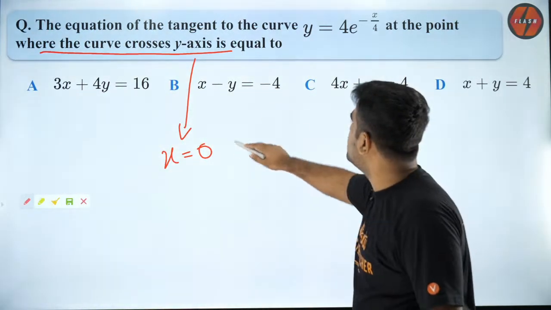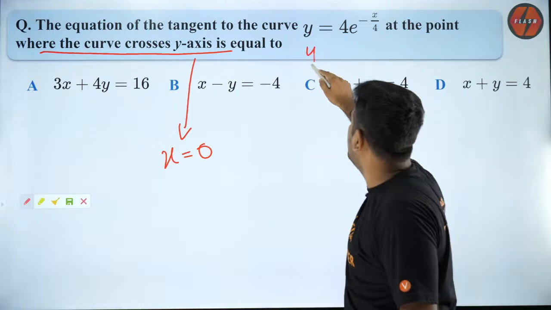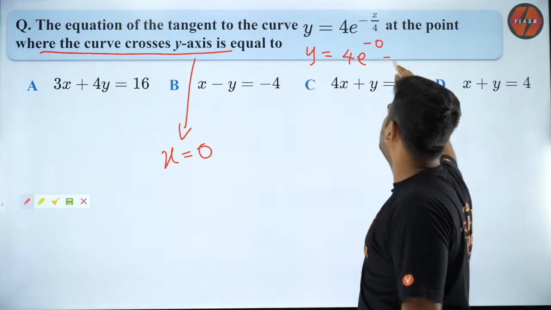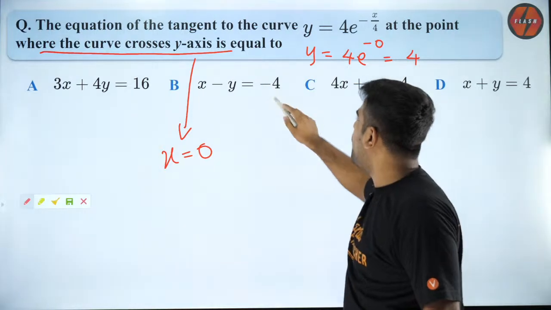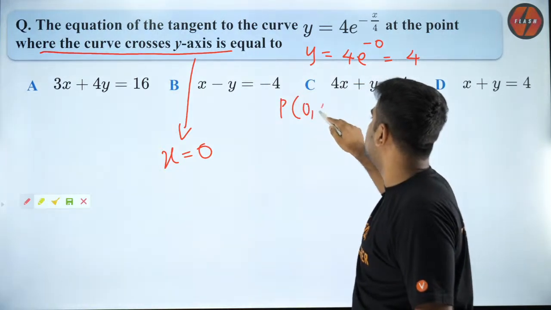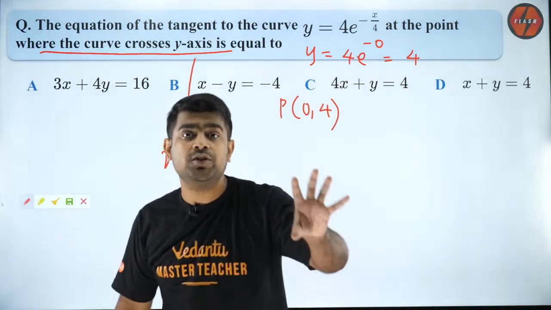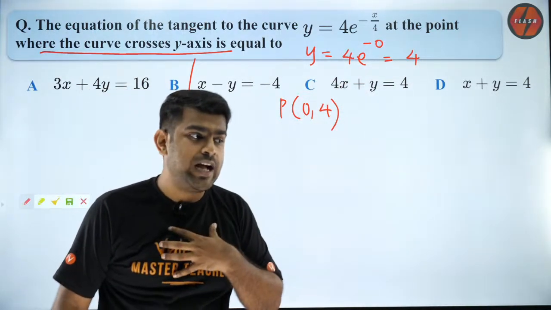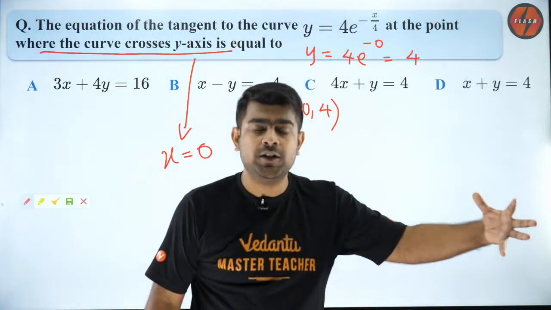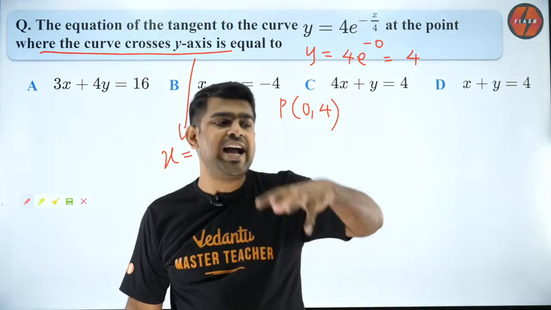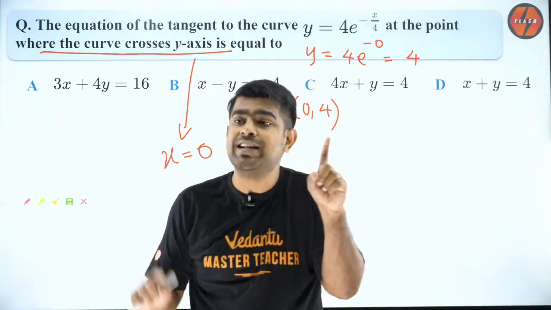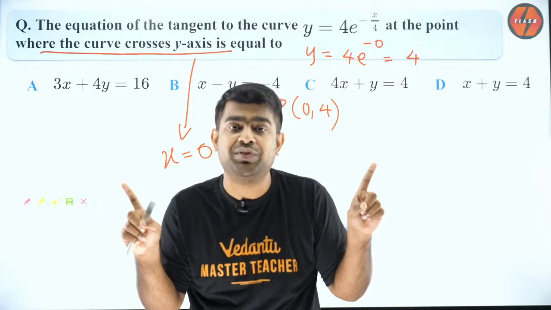So how do I figure out the point? I will put x as 0. So I will get y is equal to 4e to the power minus 0, which will be 4. So the point is (0, 4). So I got the point through which I am drawing the tangent. But what else do I need? I need to find the equation, na? So to find the equation, I need to know the slope as well. Because 1 point alone is not enough to find the equation of a straight line.